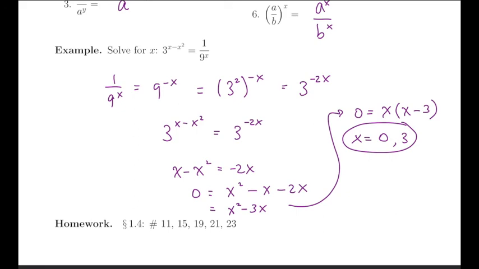So hopefully all these topics are coming back to you from when you learned in high school. And I'd like you to do some homework. So all these questions come from the textbook. Not too many here. And once you're done with those, we can move on to the next section.